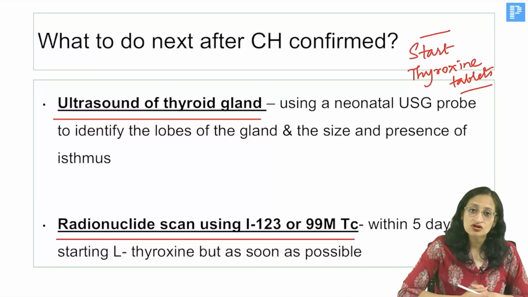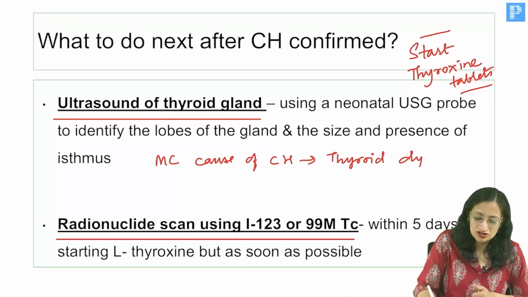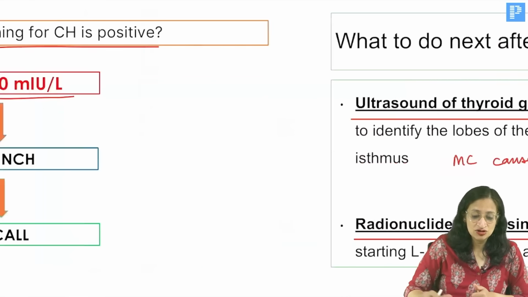So remember, for all babies with congenital hypothyroidism, you must do both ultrasound thyroid as well as the radionuclide or nuclear scan, because the most common cause of congenital hypothyroidism is thyroid dysgenesis. That means the thyroid gland has not been formed properly. And the most common cause of congenital hypothyroidism in a child with goiter is thyroid dyshormonogenesis, where the thyroid gland structurally is normal, but the thyroid hormone synthesis is not taking place properly, which we'll be able to come to know by the nuclear scan to some extent.